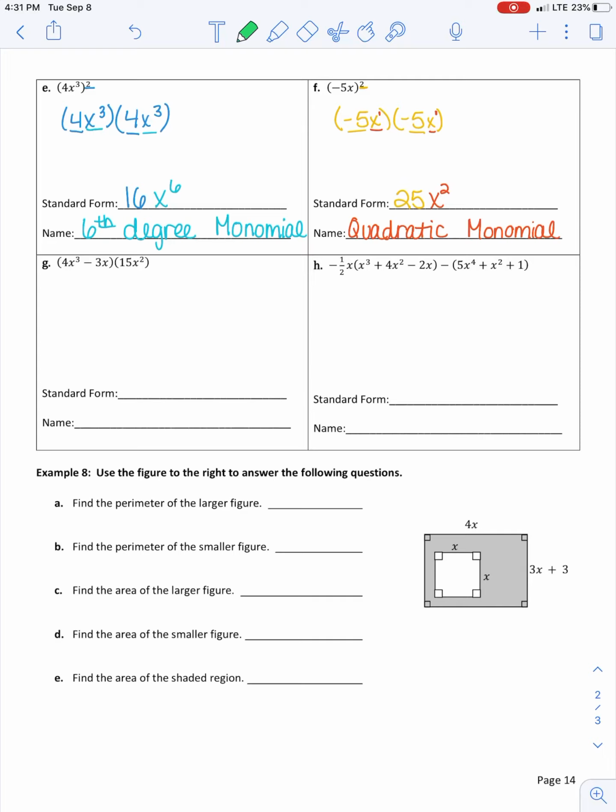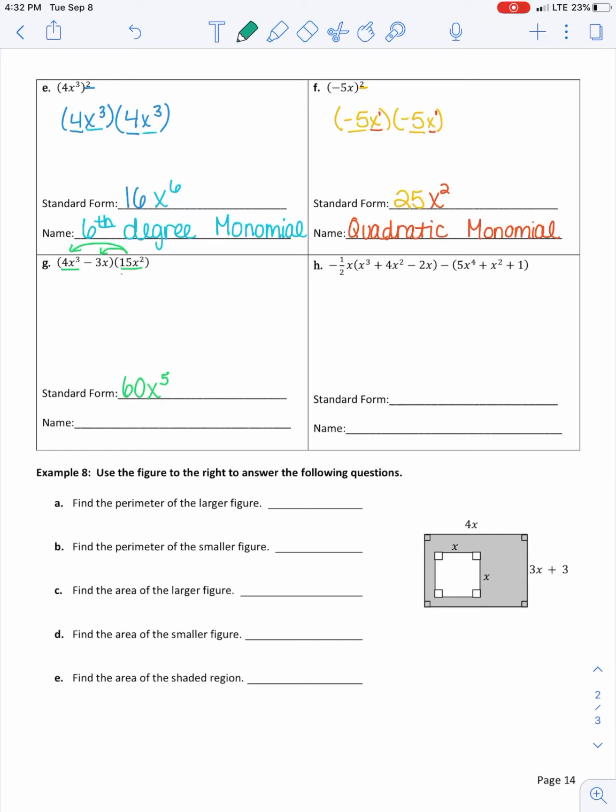Looking at example G, what this is really wanting us to do is distribute. So really we could take 4x to the third times 15x squared and 3x times 15x squared. I'm just going to do it kind of backwards. I'm going to take that 15x squared and multiply it by both my terms in my other set of parentheses. If I take 15x squared and multiply it by 4x to the third, I get 60, because 15 times 4 is 60. And then my exponents I need to add, so x to the third and x to the second would be x to the 5th.